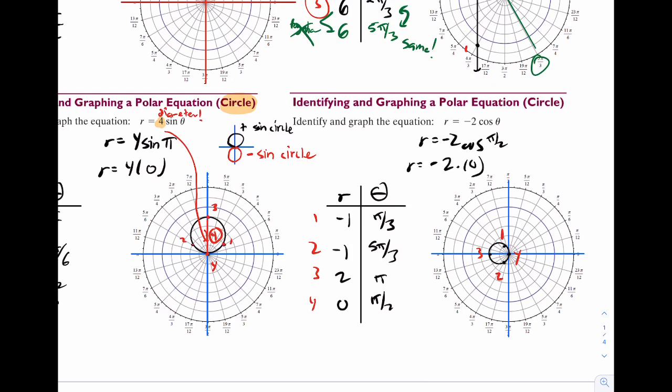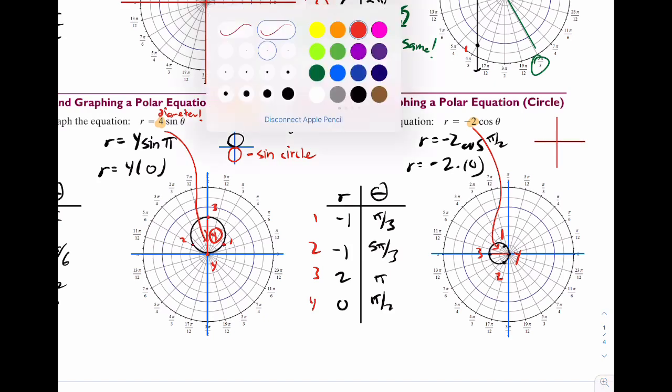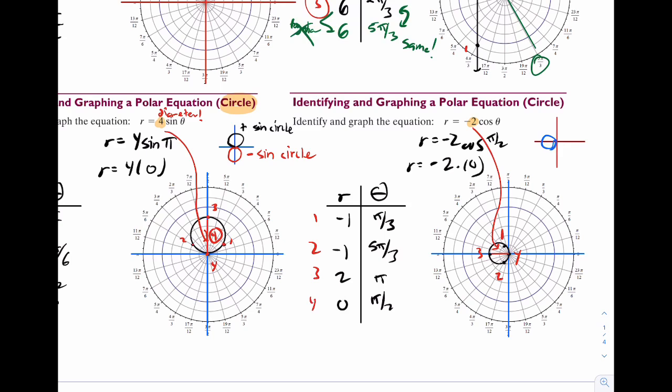So for cosine, we can see that here. Look at this 2. The diameter here is 2. That's going right there. And for cosine circles, if you imagine the axis, look at how this one is sitting on the left, right here. That's going to be a negative cosine circle. If it were positive, it would be on the right. Okay, so that's our intro to polar graphing.